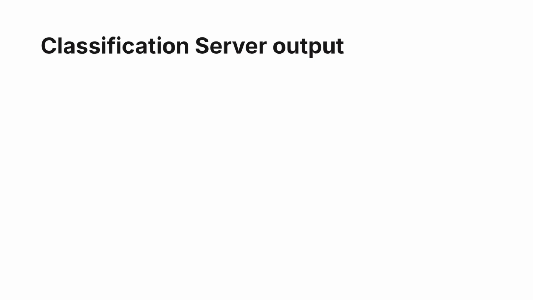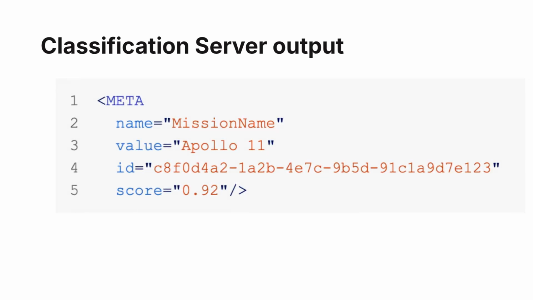When content is classified, the classification server evaluates the entire rule net and returns structured metadata. The rule-based class name appears directly in the response, along with the concept identifier and score. This allows consuming systems to route the tag to the correct field, facet, or index.